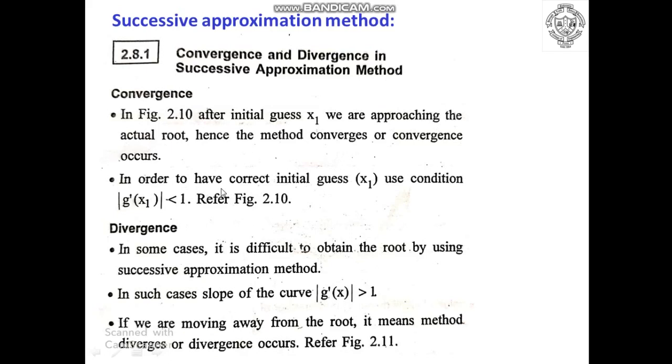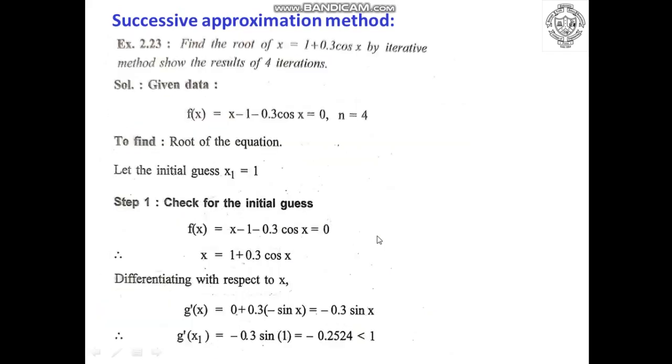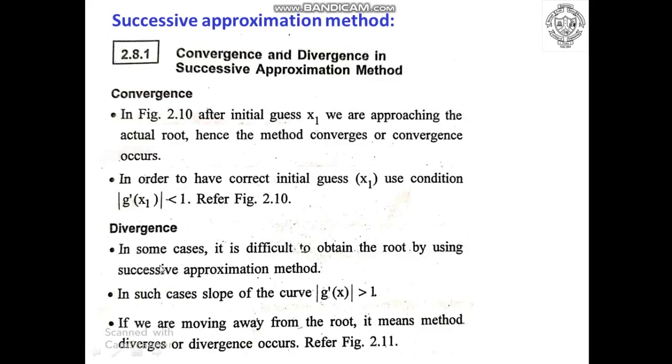In order to have a correct initial guess x1, use the condition that the absolute value of g dash of x1 must be less than 1. Now, divergence can be explained in such a fashion that in some cases it is very difficult to obtain the root of the equation by using the successive approximation method. For cases where the slope of the curve, that is the absolute value of g dash of x, is greater than 1, you move away from the root. That means your method diverges, or divergence of the method occurs.